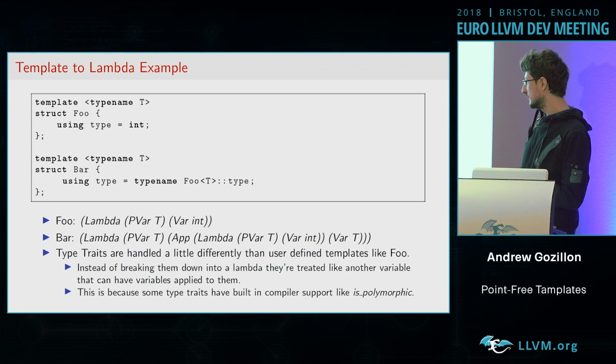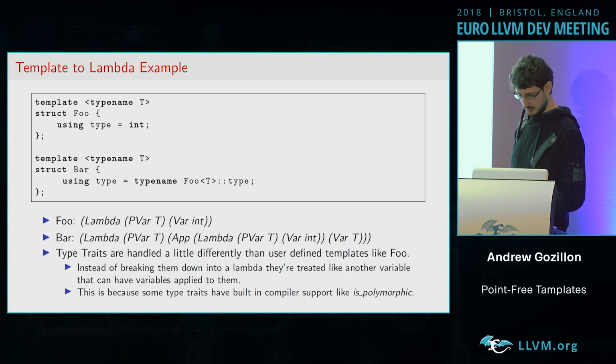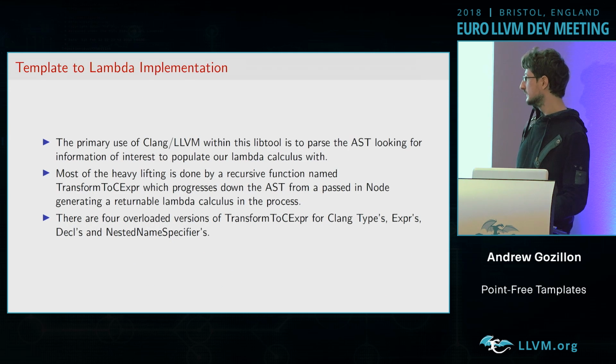We don't treat type traits like this. We don't go into them and break them up into a Lambda. We basically just use them as operators. They're fixed. We don't change them at all. Part of this is because they're built into the compiler, so we don't really want to touch that. Another part is because it's a little bit easier to read if it's just got a template name on it, or basically a type trait. It's an existing type trait, so you know what it is and what it does. You don't have to decipher it in some way. It's a lot more readable. So templates to Lambda is basically the main thing we use Clang LLVM for in this tool.